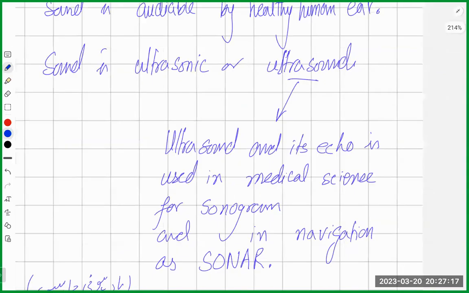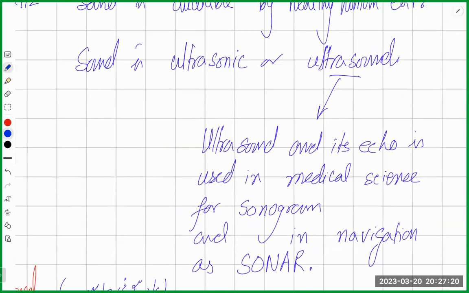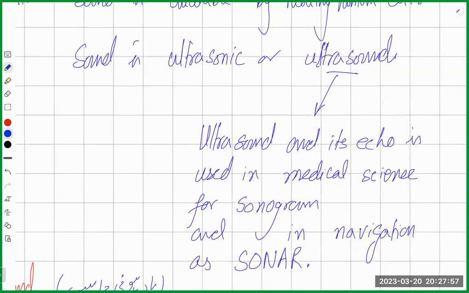Ultrasound and its echo is used in medical science for sonogram and in navigation as sonar. So you must have heard sonogram. It is the result of ultrasound. So we send high frequency waves into the human body. They reflect from different surfaces. We know the speed of sound in every medium, so we can find out the exact distance of any particular layer from the skin. And on the basis of that, we can produce some kind of imagery or understanding.